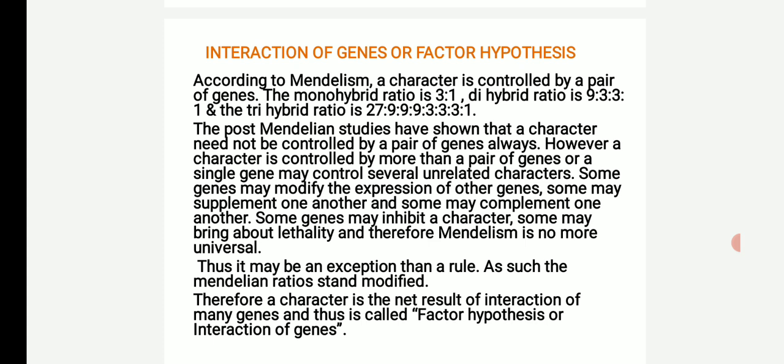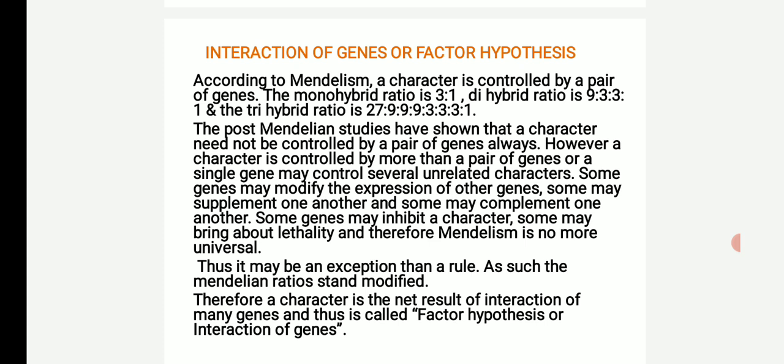Introduction. According to Mendelism, a character is controlled by a pair of genes. The monohybrid ratio is 3:1. Dihybrid ratio is 9:3:3:1. And the trihybrid ratio is 27:9:9:9:3:3:3:1. The post-Mendelian studies have shown that a character need not always be controlled by a pair of genes.